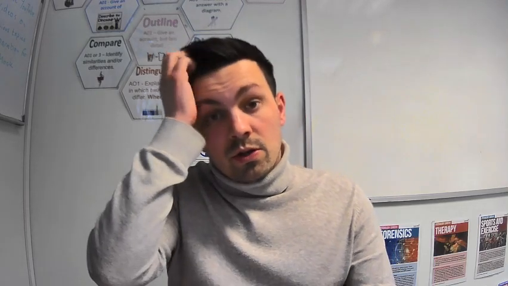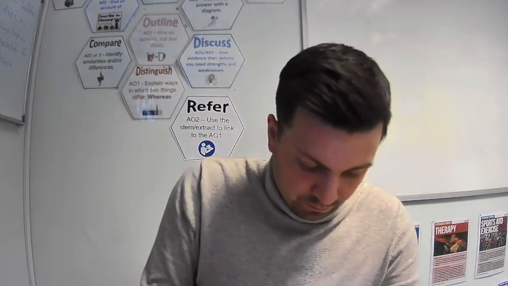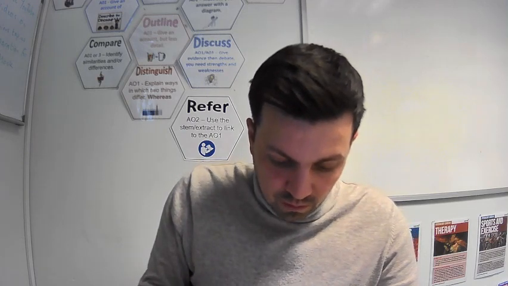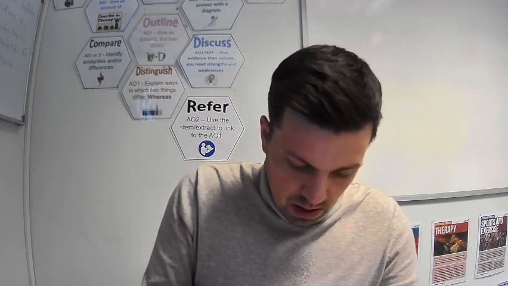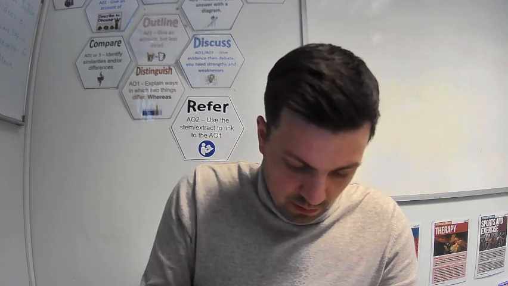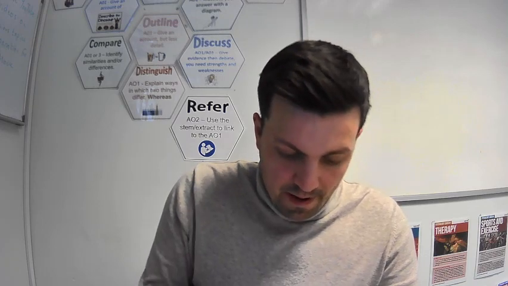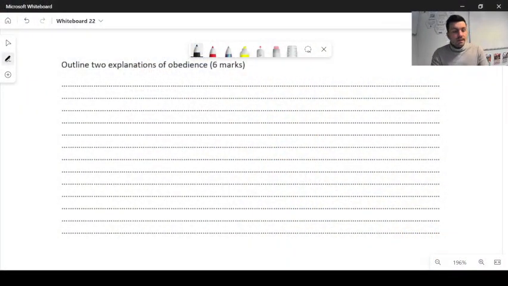Okay, here we go. So this is now the next episode where we're going to look at a few more questions that I have created. We're starting with a question that is as follows. So here is the question, and it says outline two explanations of obedience, and it is a 6-mark question.